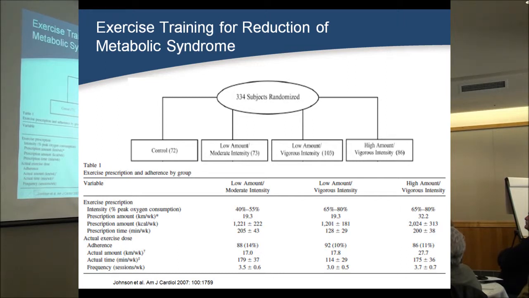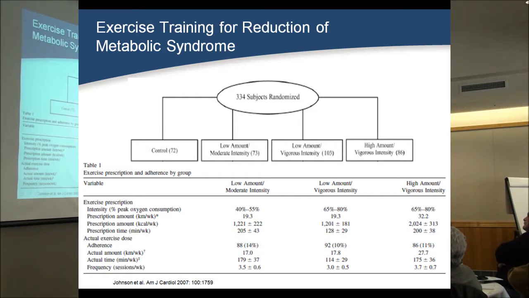plan for individuals as well, where researchers looked at 4 different groups of people that they randomized. They said, well, we're going to just say, people, you be on diet and we'll see what happens to you. We're going to prescribe a specific low amount of moderate intensity exercise. We're going to give people a low amount of vigorous intensity exercise, and we're going to give people a high amount of vigorous intensity exercise. And they followed a certain prescription where they looked at the amount of kilocalories they were burning per week. And then they looked at the prescription for exercise time.